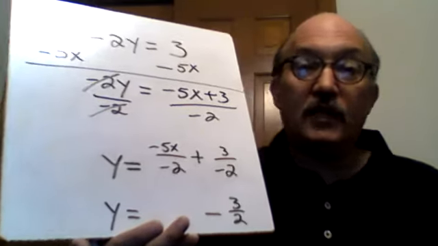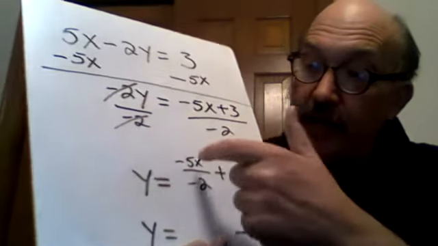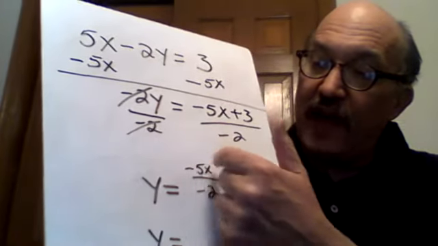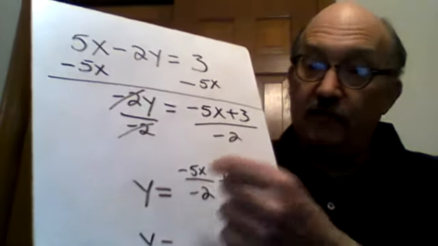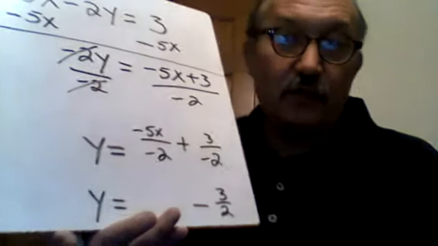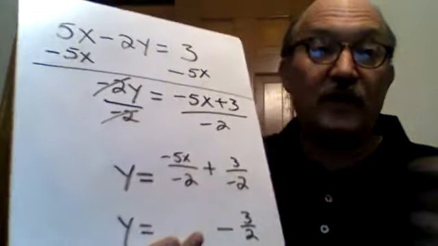And now we have this term, negative 5x over negative 2. First thing to say is that's positive, right? Negative over negative is positive. This would be equivalent to 5x over 2. Negative 5 over negative 2 is the same as 5 over 2. Negative 5x over negative 2 would be the same as 5x over 2.